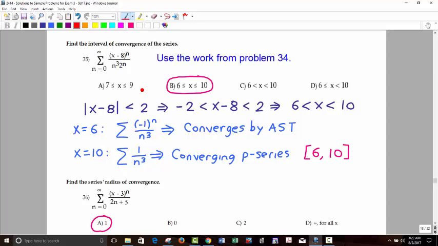So if it converges, that means we're going to include that number in the interval. If it diverges, that means we would use an open symbol, we would use this symbol if it doesn't converge.